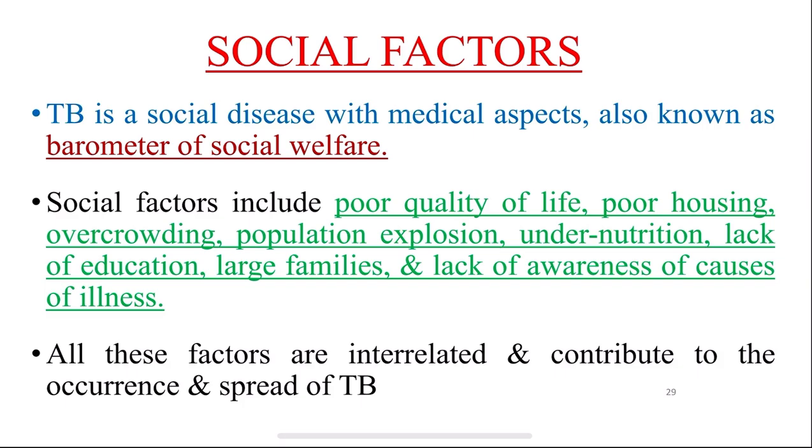Overpopulation occurs because of the poor quality of life and the large families, early marriages. Again, early marriages lead to overpopulation, lack of awareness of the cause of the illness. They don't know what is the cause of the illness, they don't know the preventive measures, and also they don't have the opportunity to afford medical facilities. All of these factors are interrelated and they contribute to the occurrence and spread of TB.